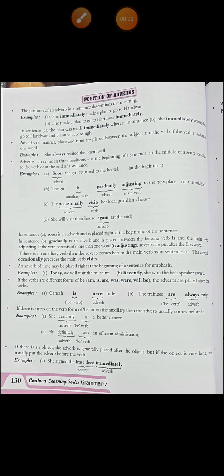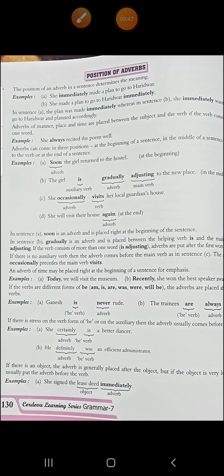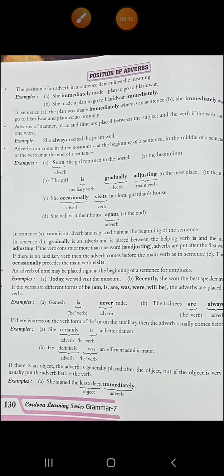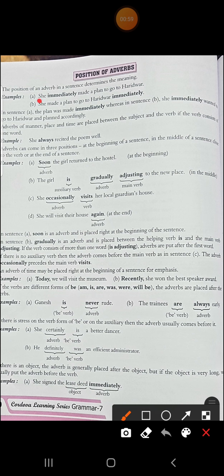Now we have to start with the next topic, and the topic is position of adverbs. Alright, now let's see what is there in this position of adverbs. So the position of an adverb in a sentence determines the meaning, means where you are going to put the adverb is going to determine the meaning of the sentence. See this example and you will know what is the meaning of it. See the example A. She immediately made a plan to go to Haridwar.